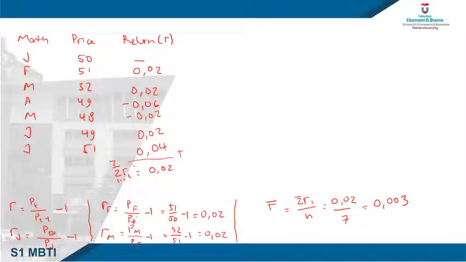Oh, sorry, my mistake. This is not 7. It's actually 6. Yeah, so 1, 2, 3, 4, 5, 6. Okay. So this is 6. So 0.02 divided by 3 is 0.006. Okay. Now, this is first the return.